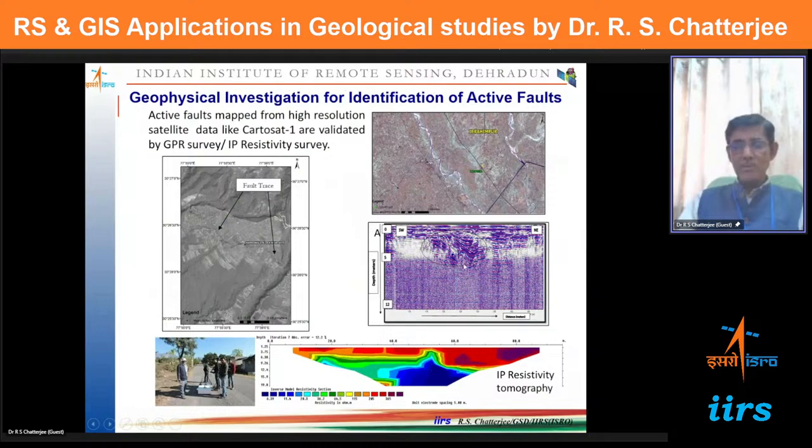Now from the ground penetrating radar survey as well as from the resistivity survey, we can very nicely decipher the subsurface geometry of that active fault. That helps us a lot to estimate the likely seismic hazard at that particular location.